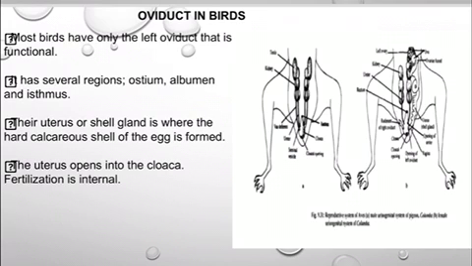Most birds have only the left oviduct that is functional. The oviduct in birds has several regions, what we call the ostium, albumen, and isthmus. The birds have a uterus or shell gland, which is where the hard calcareous shell of the egg is formed. The uterus in birds opens into the cloaca, and fertilization in birds is internal. Right here is an illustration of the oviduct in birds.